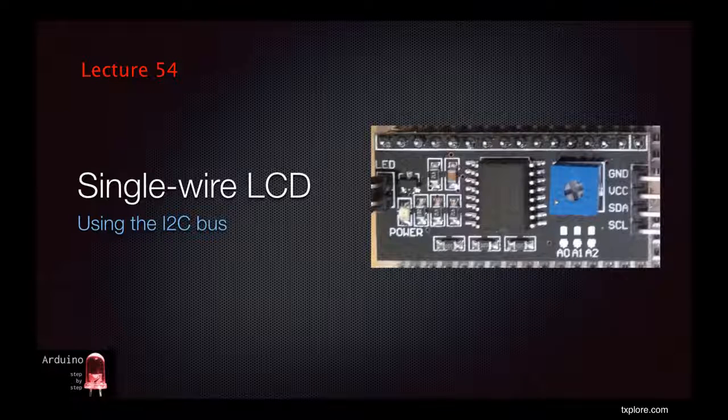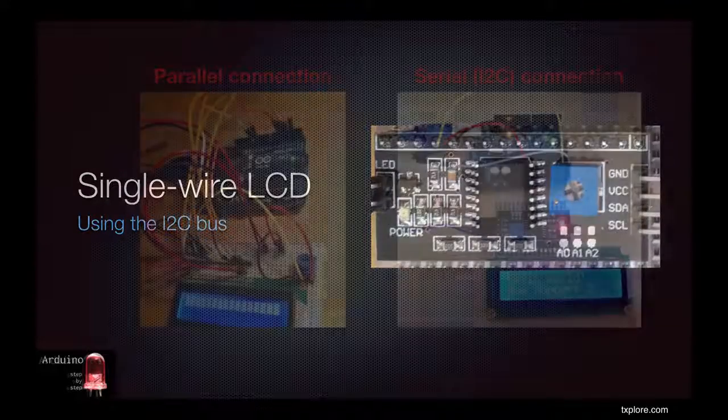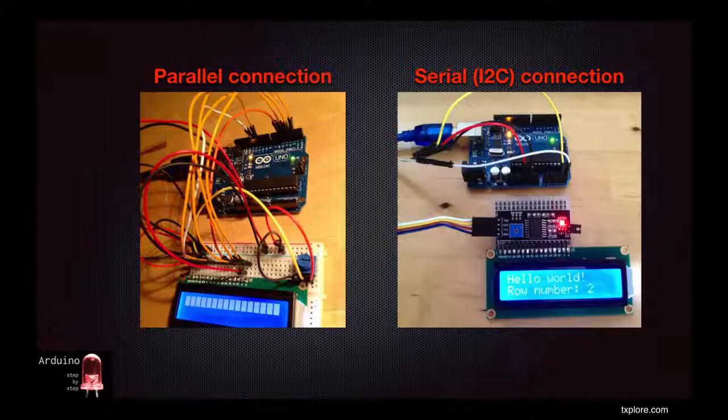Hi and welcome back. In lecture 24, you learned how to display text in an LCD screen. Although this was a simple way to show useful information to the user, the sheer number of wires required to make the LCD work makes the solution far from elegant. In this lecture, I'll show you a much improved solution to the same problem, one that involves a single data wire plus power. The difference is stark.